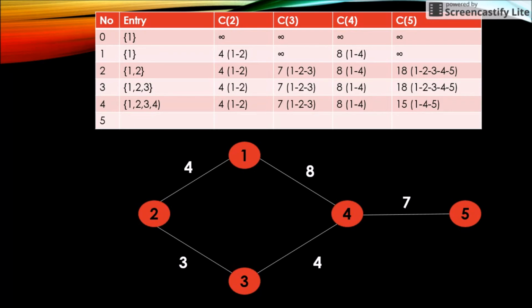But as you can see, the value for router 5 changes because now we have a path available directly to router number 4, that is 1, 4, 5, which gives a value of 15, that is 8 plus 7. Now we have two particular options. First one, router 1, 4, 5 with a value of 15, and the second one, router 1, 2, 3, 4, 5 with a value of 18 units.